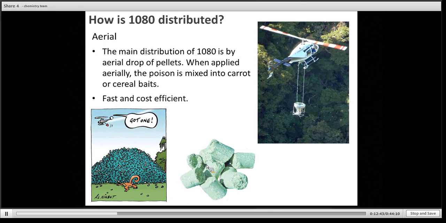And the why it's used aerially, it's because it's fast, it's efficient. So if they're having a masting year, where in other words a lot of food is being produced by the trees, which will promote a lot of the population of the rats and possums, then more 1080 can be applied to kill off so that there isn't such a population explosion. So that's very quick and rapid to do, and it's also very cost efficient because it's used in very remote areas in particular, and it's more difficult to go in those areas by foot. So that's the main distribution.